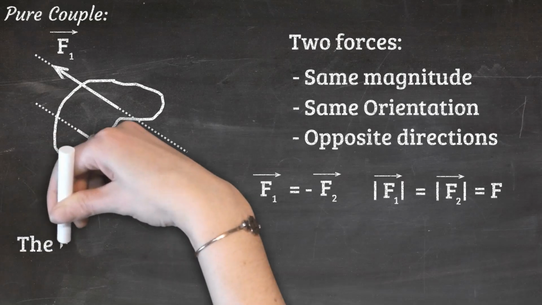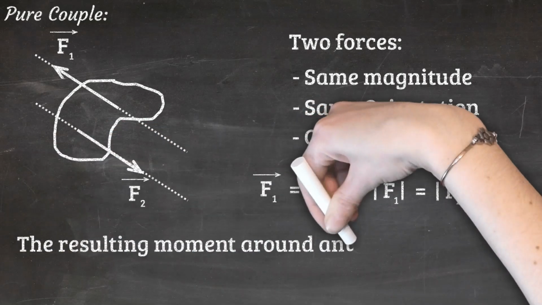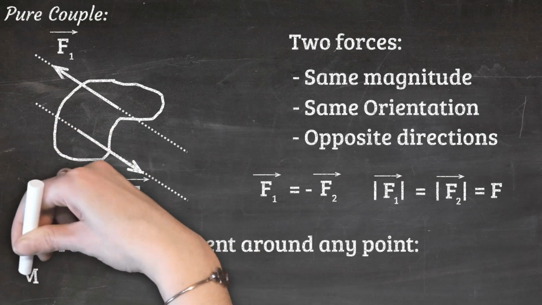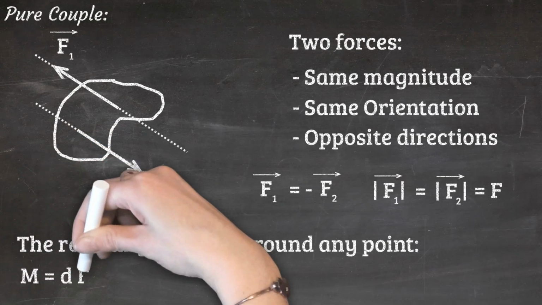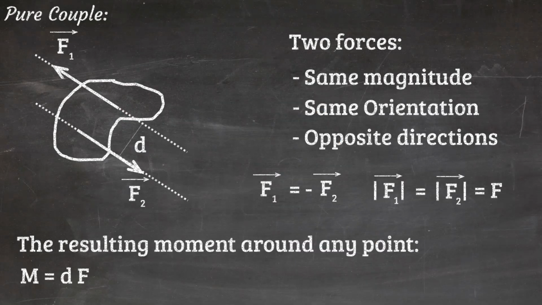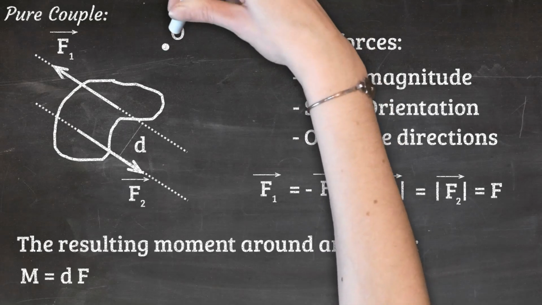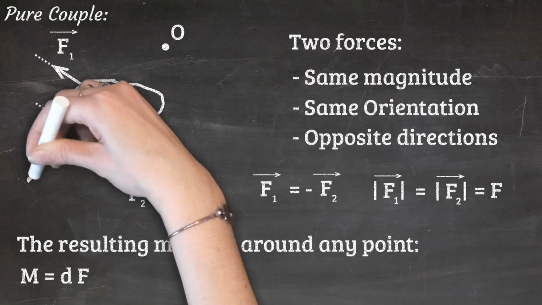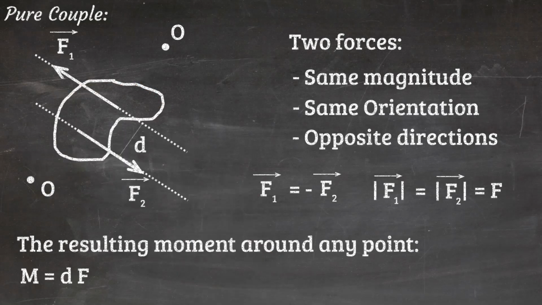With these conditions met, the moment that these two forces create around any point in the plane is going to be F multiplied by d, where d is the distance between the lines of action of the two forces. Remember, the reference point can be anywhere in the plane. Whether here, or anywhere else.